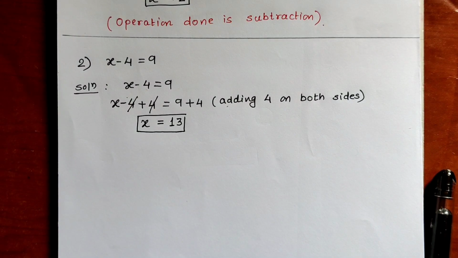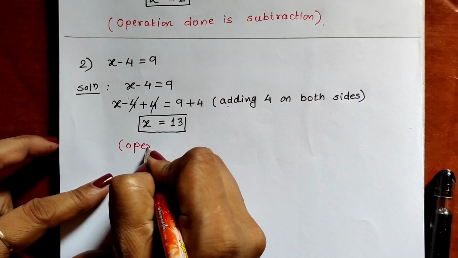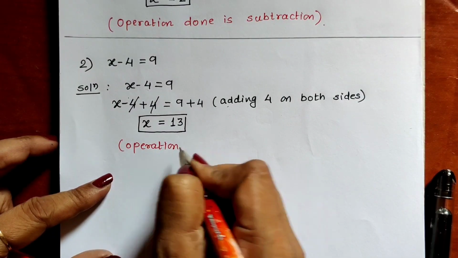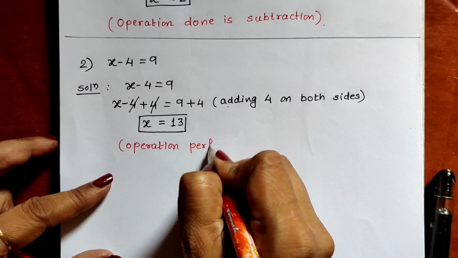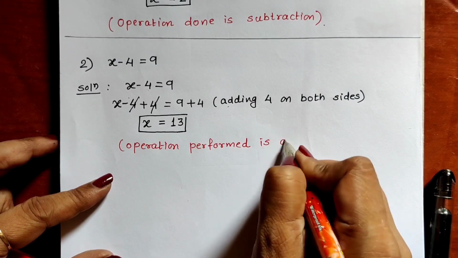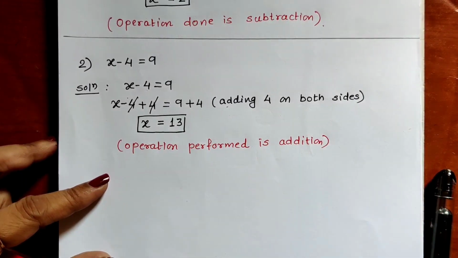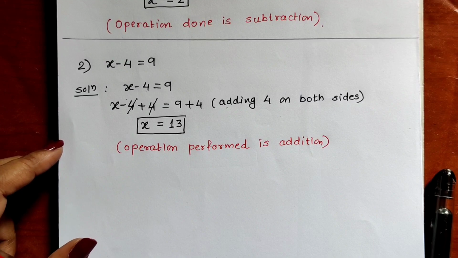And which operation have we performed? Operation performed, or operation done, you can write either one. The operation performed is addition. Okay, now the next sum.